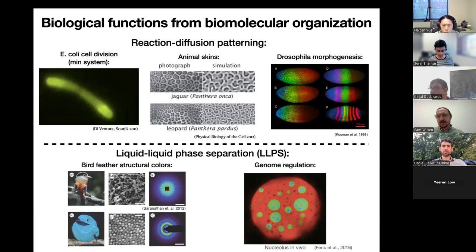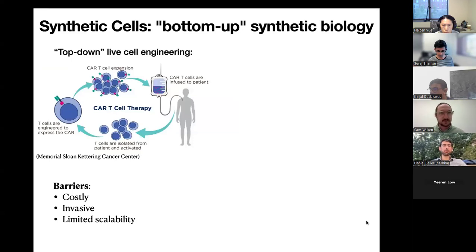Okay, and so this kind of organization from a phase separation perspective has inspired the engineering of these compartments that lack membranes, sorry, that have a specific biochemical composition. And so from an engineering perspective here, this is what you would call a synthetic cell, so-called engineering synthetic biology from the bottom.